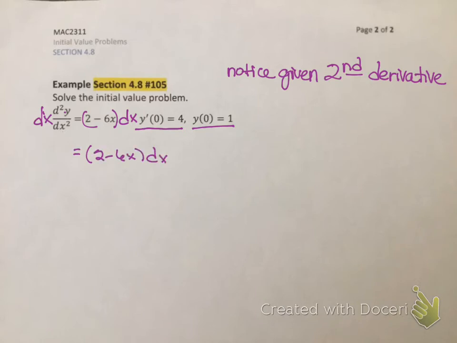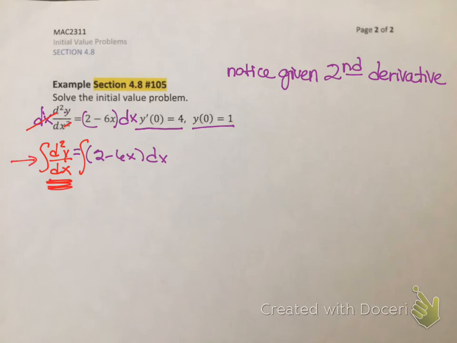But on the left, this divides out with the 2, leaving me the antiderivative of this expression right here. So I am now going to, just like last time, take the integral of both sides of this. So here's the integral of the right, here's the integral of the left.